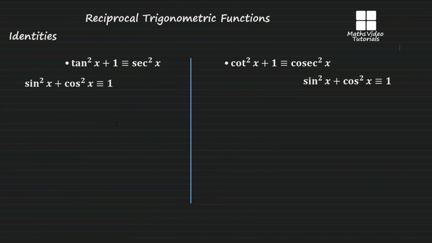Okay, so we're going to attempt to prove the two identities. We'll start with this one here. For each identity, we need to use the Pythagorean identity, the popular one you are familiar with. Sine squared plus cos squared is identical to 1. Now, for this one here, because we have the tan, we need to divide by cos squared.